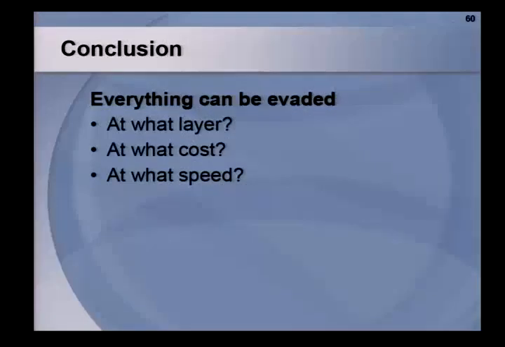So kind of a conclusion for this, our statement is basically everything can be avoided, everything can be evaded no matter what. It doesn't matter what appliance you're running, it has limits. What software you're running, it also has limits. What the attack is, it has limits. The questions really are, what layer can you evade it? How much does it cost you as an attacker to evade it? And how much time do you have to spend, and at what speed can you do the evasion? Those are really the limiting factors.